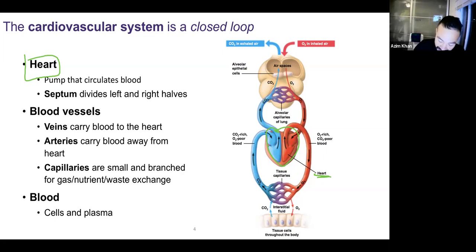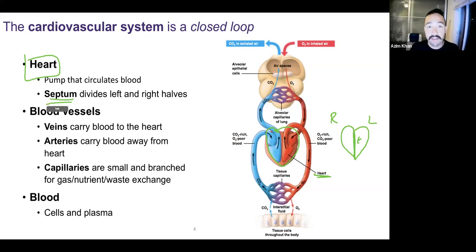The heart is divided into 2 halves. If I draw a simplified version over here on the side, this dividing half that I just drew, there's a wall separating the left half of the heart from the right half of the heart. The term for wall is septum. There's a septum dividing the left and right halves. And we've seen a septum before, like the septum pellucidum in the brain, or the nasal septum. Septum just means wall, a dividing part.